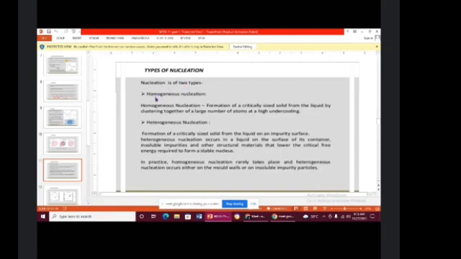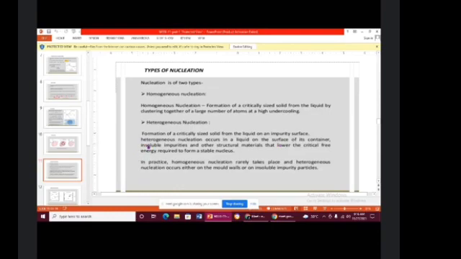So next, types of nucleation. Nucleation has two types. First, homogeneous nucleation. What is homogeneous nucleation? Homogeneous nucleation is the formation of a critically sized solid from the liquid by clustering together a large number of atoms at high undercooling. The next is heterogeneous nucleation. This is the formation of a critically sized solid from the liquid on an impurity surface. Heterogeneous nucleation occurs in a liquid on the surface of its container.